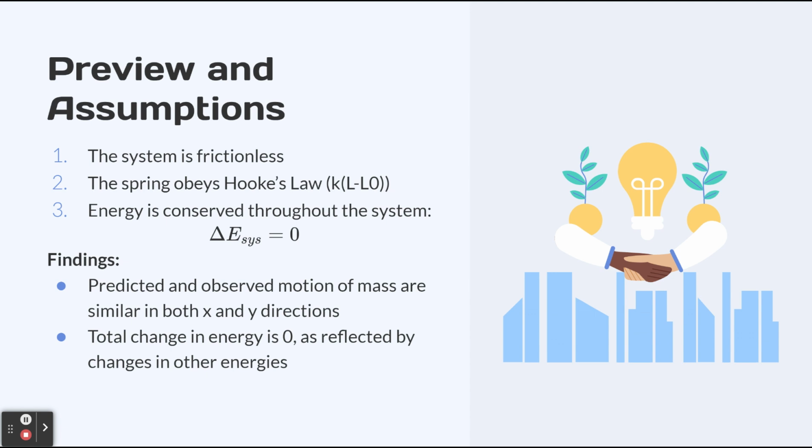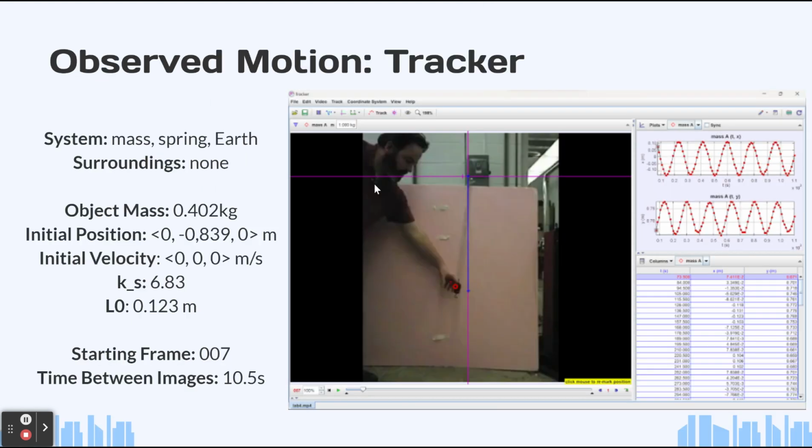And a preview is that the predicted and observed motion of mass are similar in both the x and y directions, and the total change in energy is zero as reflected by the changes in other energies. So this is how I analyze my observed motion in Tracker. I set my system to be the mass, the spring, and the earth. So the surroundings is nothing, so the work done by the surroundings is zero.